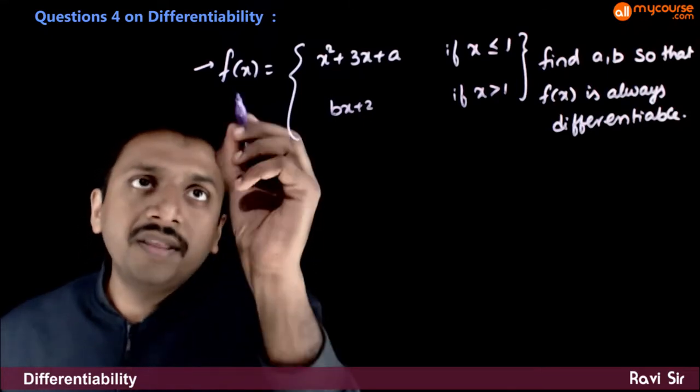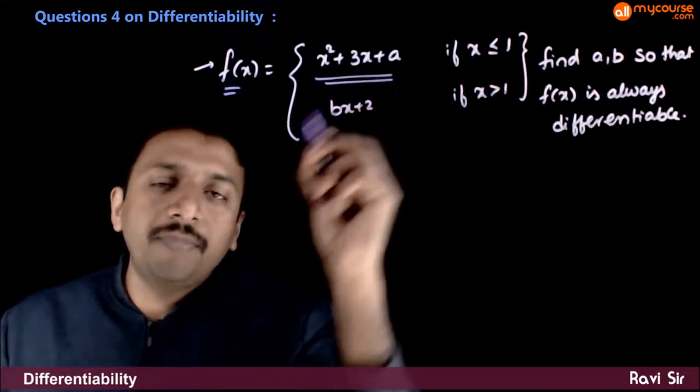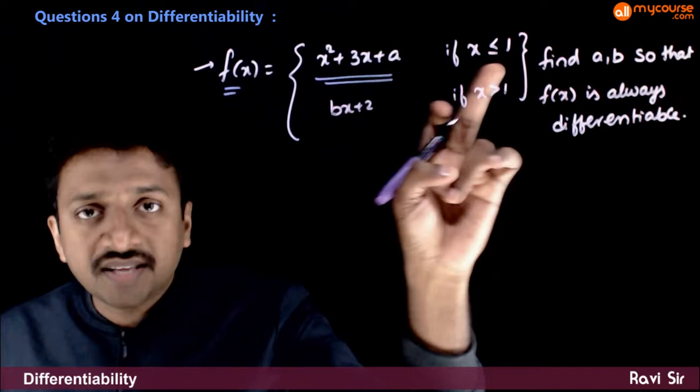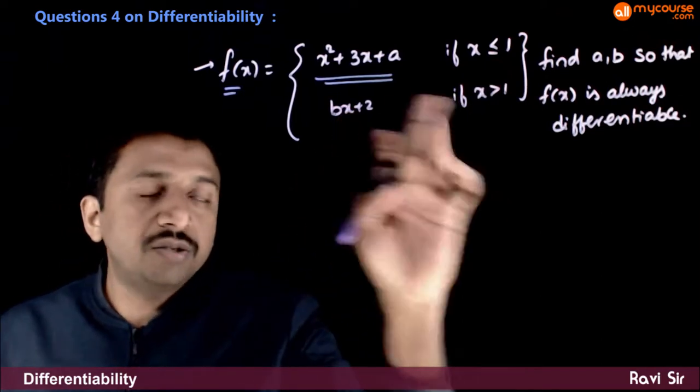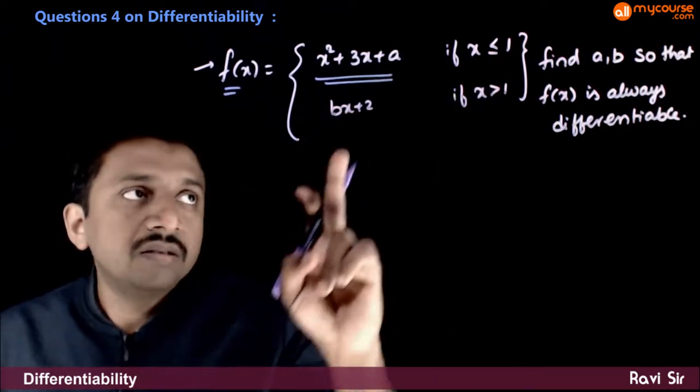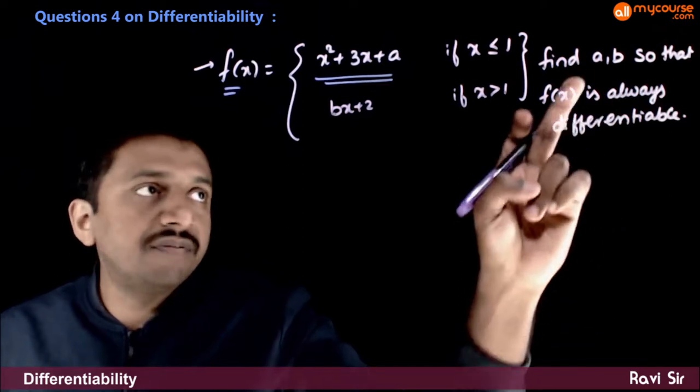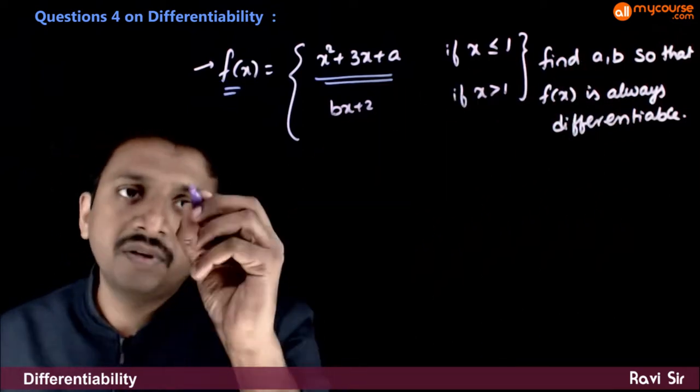So in this question, you're given that f(x) is x square plus 3x plus a if x is less than or equal to 1, and bx plus 2 if x is greater than 1. If this function is always differentiable, find a and b.